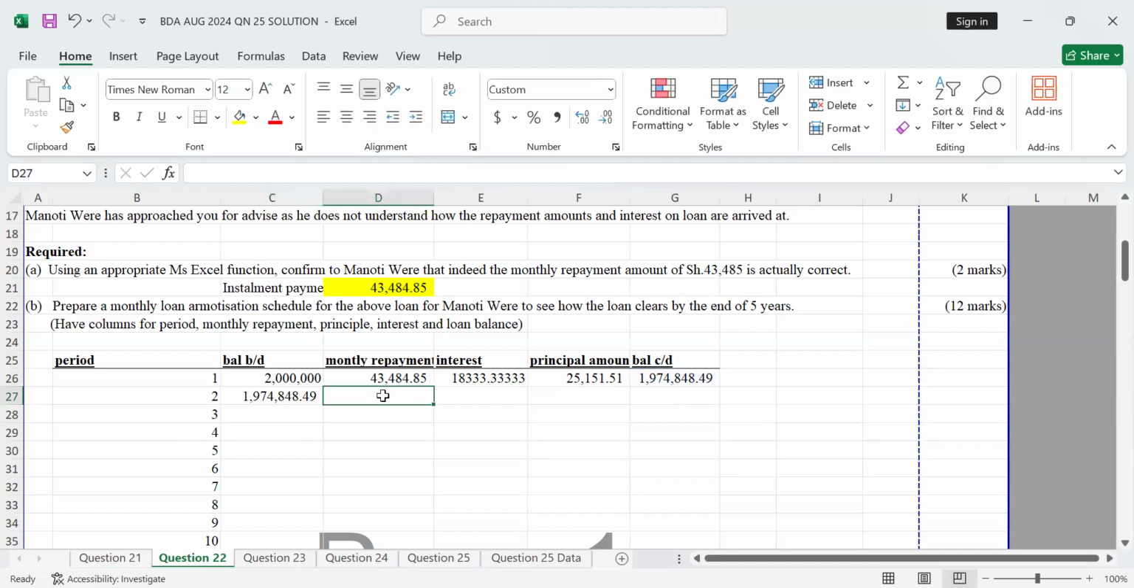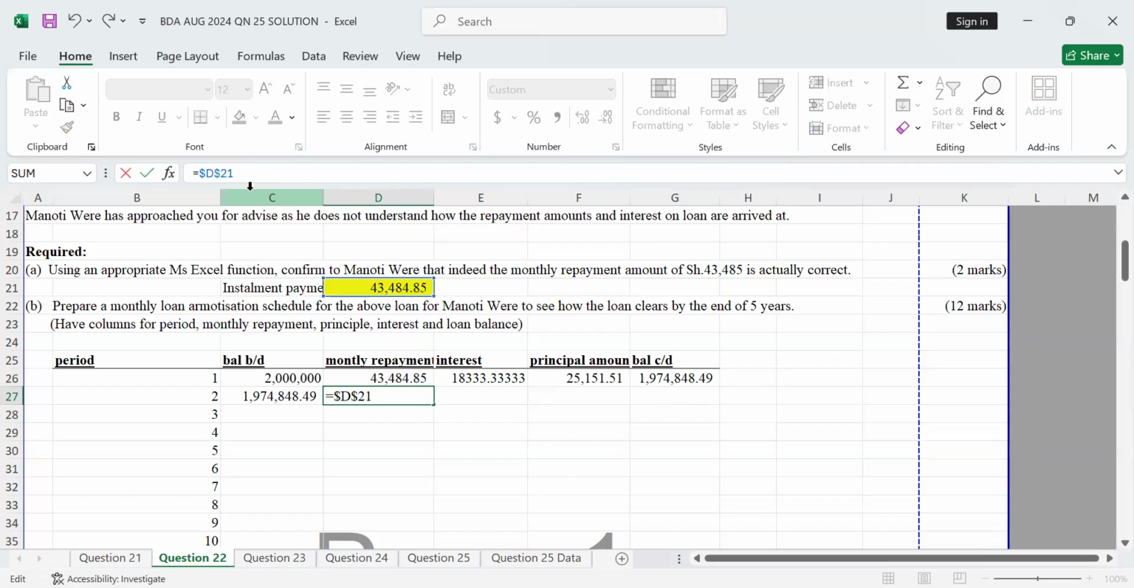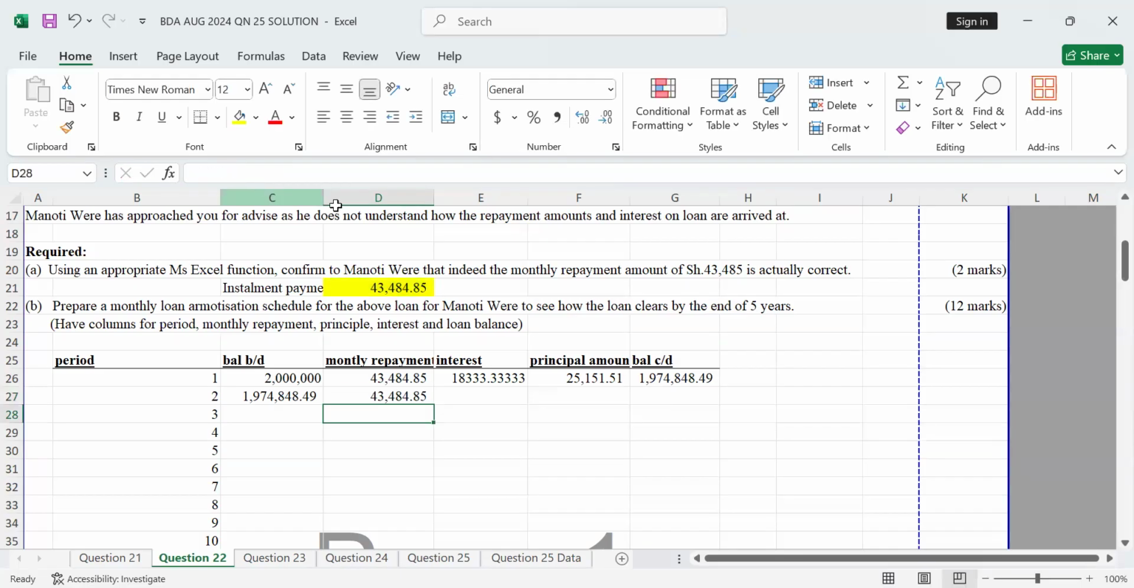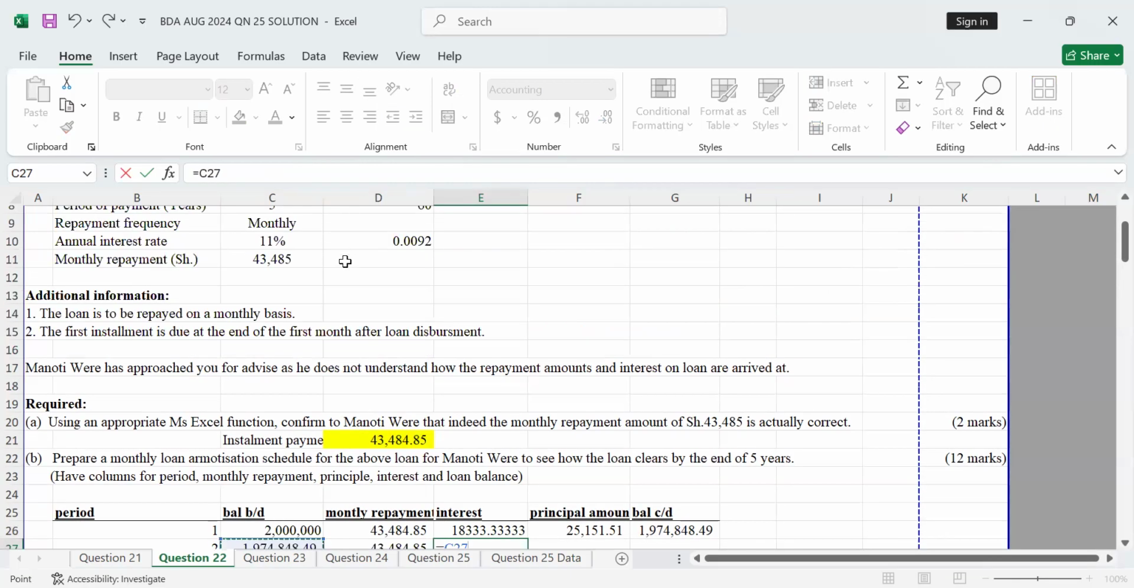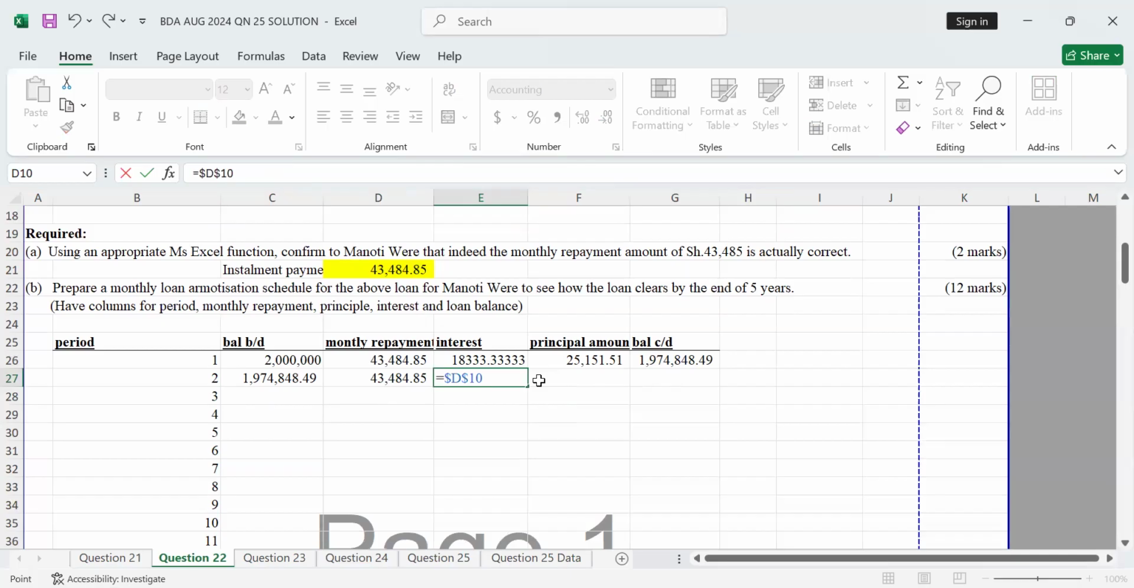So you'll also do the same, is equals the installment payment, you fix it, FN, F4. I guess I'm using FN, F4, then enter. Then you say is equals here. The interest will be the rate here. The rate, you fix FN, F4. You multiply by the amount as at the beginning.